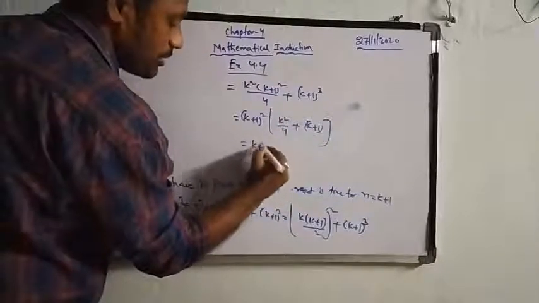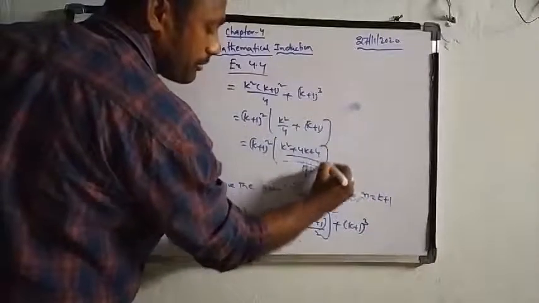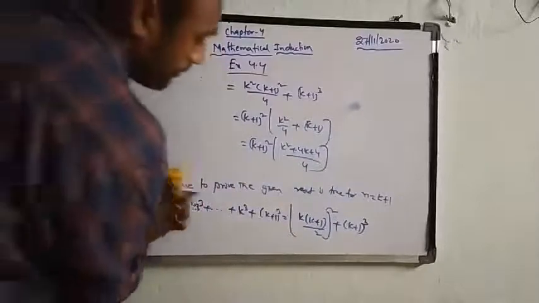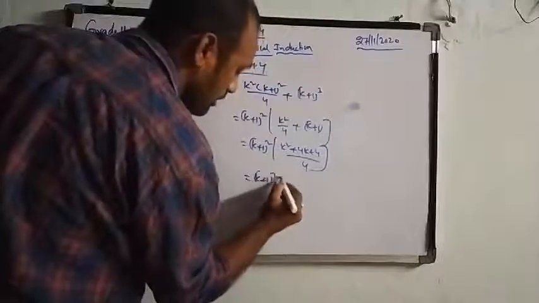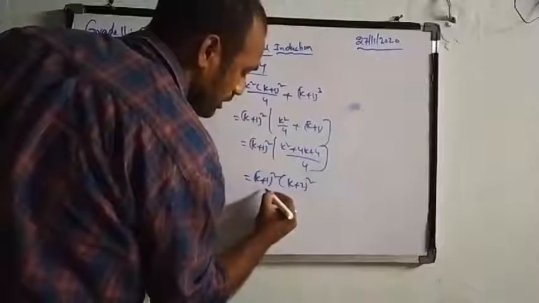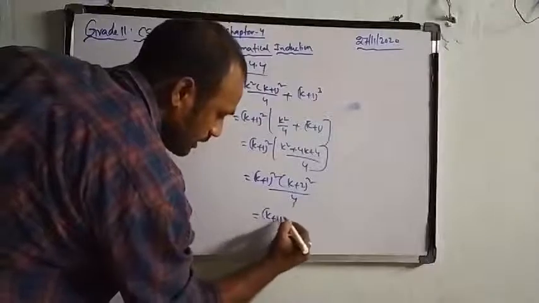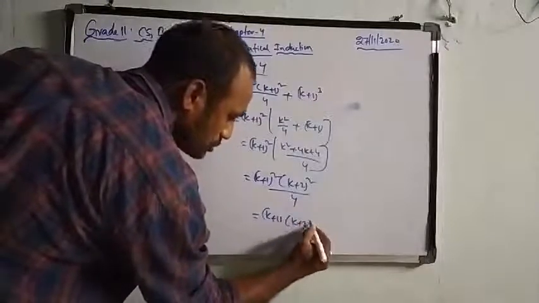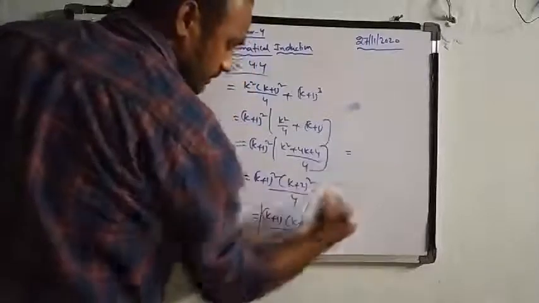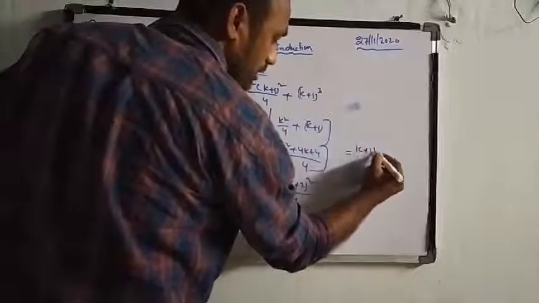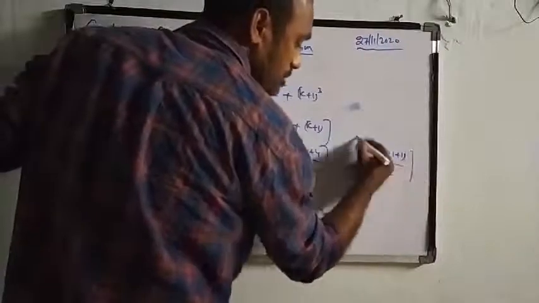So if I take k plus 1 whole square, it will be k square plus 4k plus 4 by 4. So this k square plus 4k plus 4 can be written as k plus 2 whole square, k plus 2 whole square by 4. So I can write it as k plus 1 into k plus 2 by 2 whole square. So this again another step can be written as k plus 1 into k plus 1 plus 1 divided by 2 whole square.